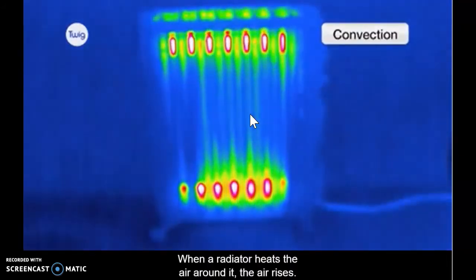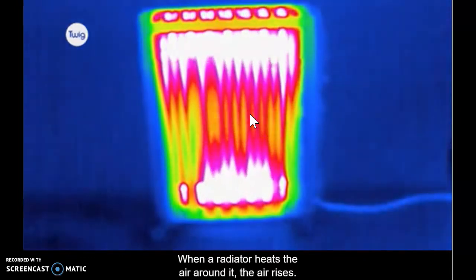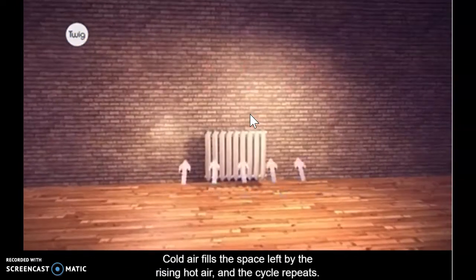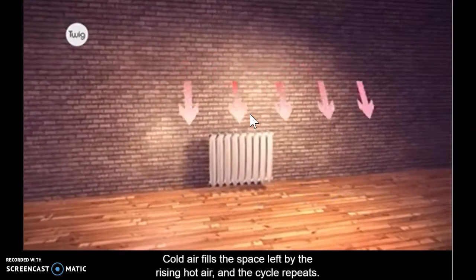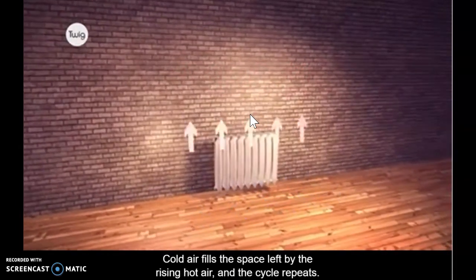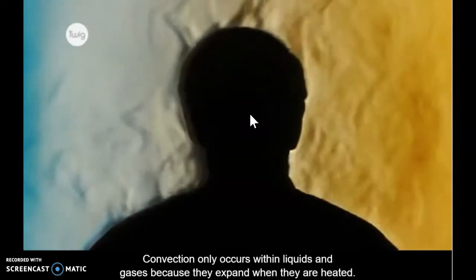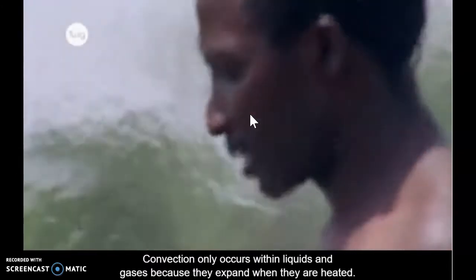When a radiator heats the air around it, the air rises. Cold air fills the space left by the rising hot air, and the cycle repeats. This is convection. Convection only occurs within liquids and gases, because they expand when they are heated.